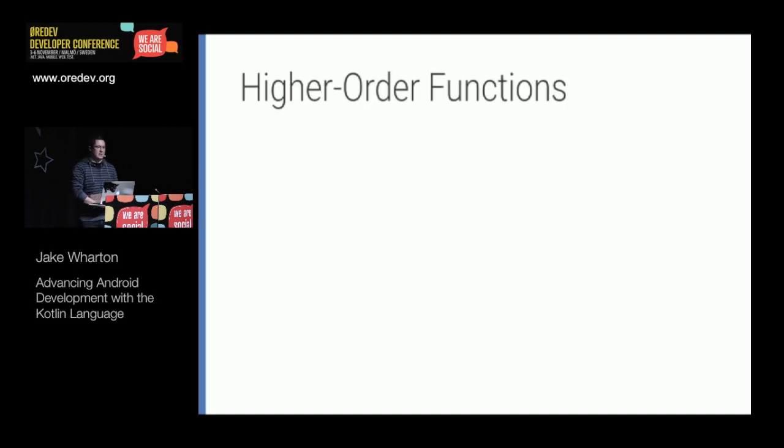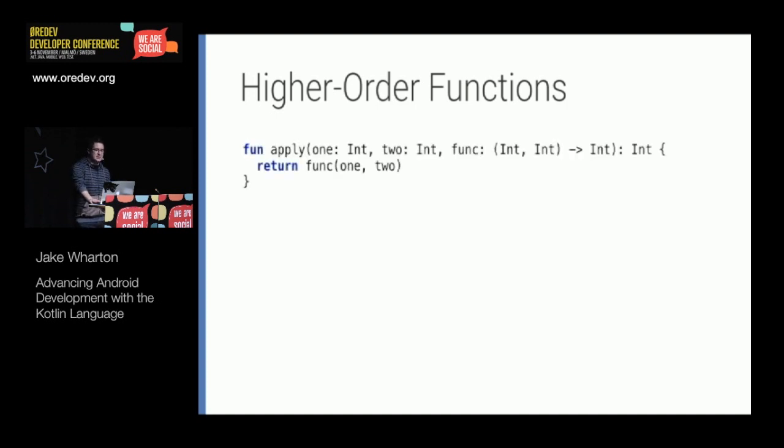All right, so the next thing is higher order functions, and this is just a really fancy term for functions that accept a function or functions that return a function. Here's an example. We define a function which is going to take in two integers, and then as its third argument, it's actually going to take in a function. That's the same syntax that we saw on the previous slide, where we're defining a function that takes two integers and returns an integer. And then inside the method body, it's just going to call that function with the two parameters.